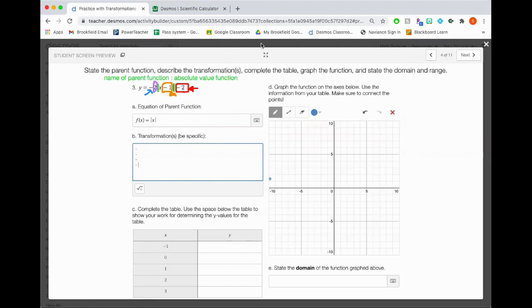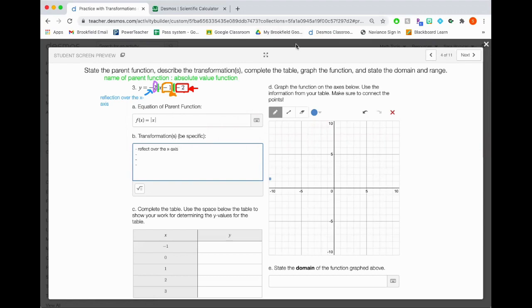The negative on the outside, so that first transformation, right? We go left to right. That first transformation is a reflection over the x-axis. Reflections are always opposite. So this is a reflection over the x-axis. The first one that goes in this box here is reflect over the x-axis.